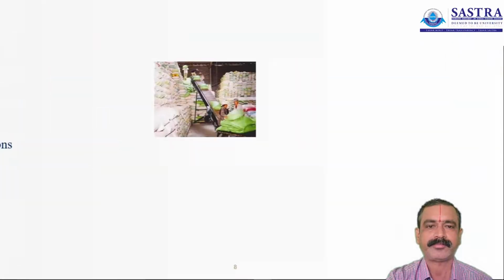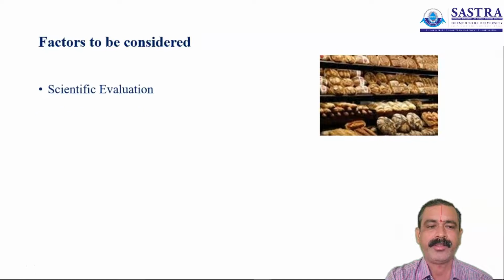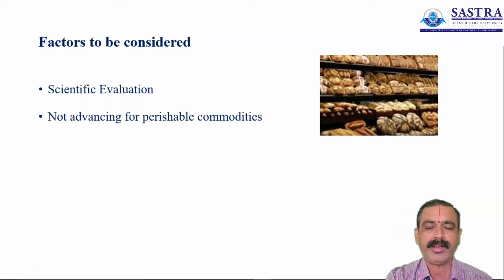What are they? Listen, the factors to be considered: scientific evaluation of goods. Scientifically, you have to evaluate all the goods possessed or obtained against advances. Do not advance loans easily against perishable commodities. And an adequate margin between the value of the stock and the amount of the loan granted should be maintained.